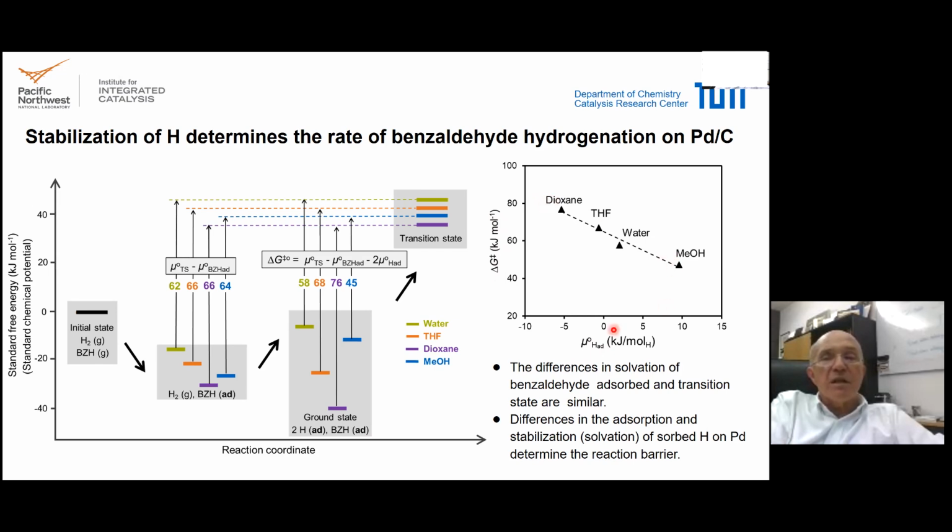Methanol, in reverse, has the smallest difference between the standard chemical potential of hydrogen adsorbed and the delta G standard for the reaction in methanol as a solvent. So solvents not only stabilize reactant molecules, they also stabilize the state of hydrogen. And this is important to consider when designing a reaction.